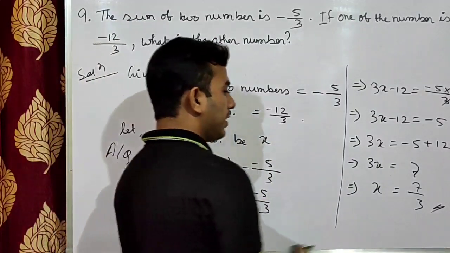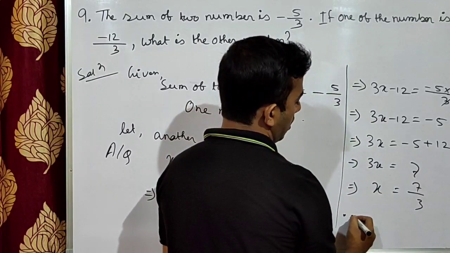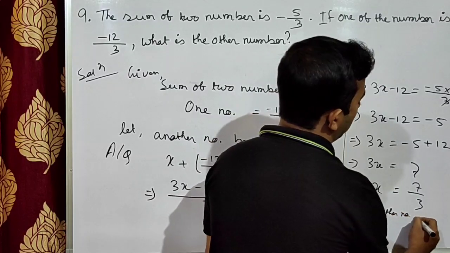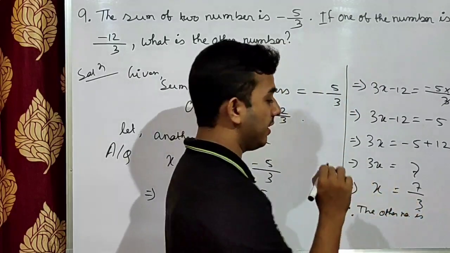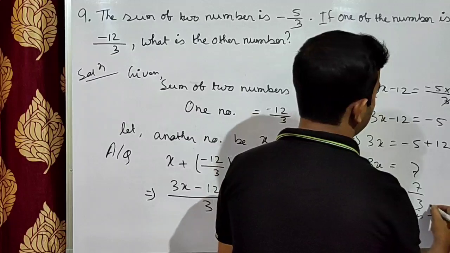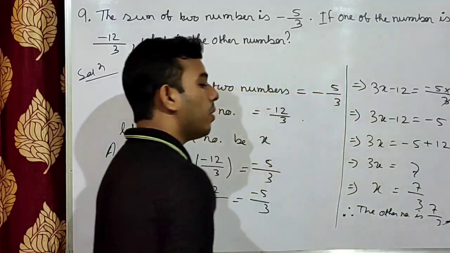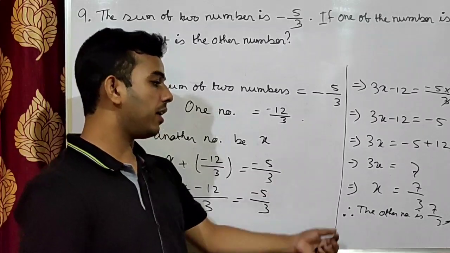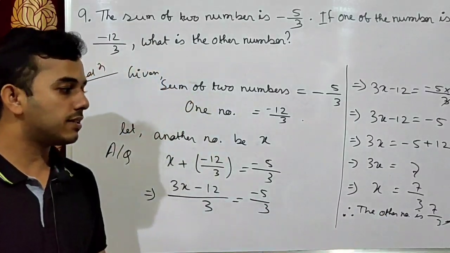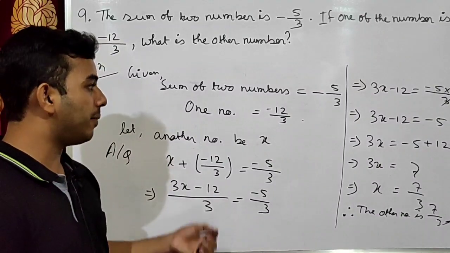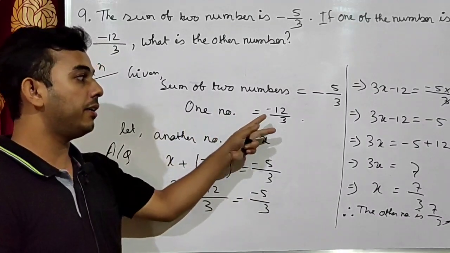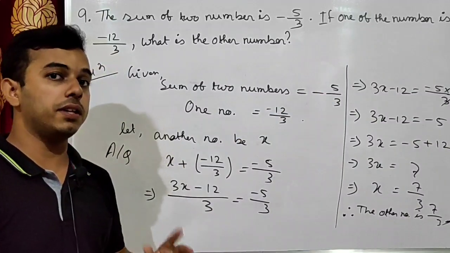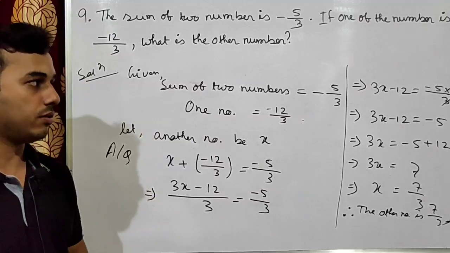So now at last we will write therefore the other number is 7 by 3. What is other? We have the other number, right? There is another number and this other number is 7 by 3. So now if you find the sum of 7 by 3 and minus 12 by 3, you will get the result minus 5 by 3. After this, clear? Very good.